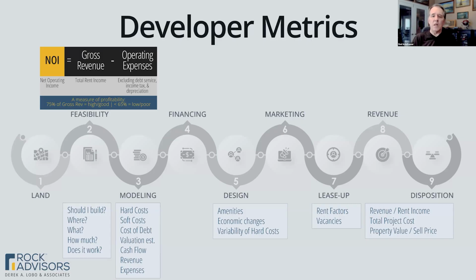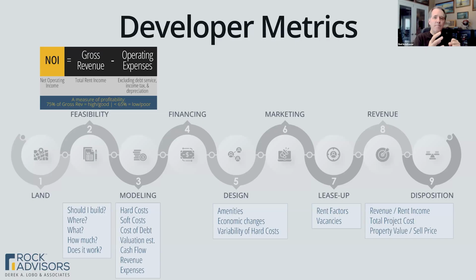So the first metric that developers obviously care about is something called NOI. This is the net operating income. You've probably heard operating income throughout your career and life. But basically, it's just the gross revenue, the amount of money coming in, minus the basic operating expenses. That is the NOI.